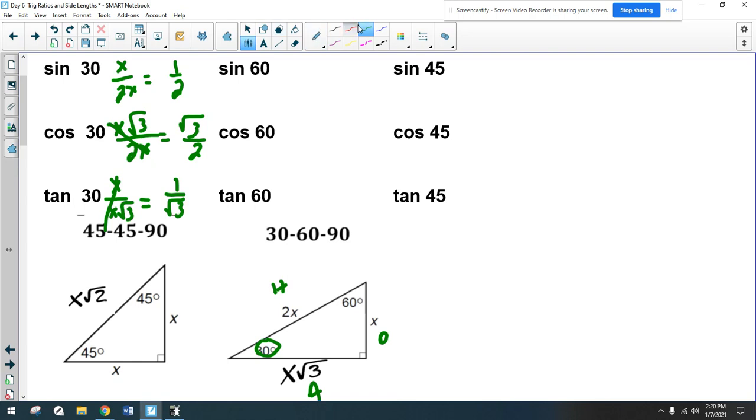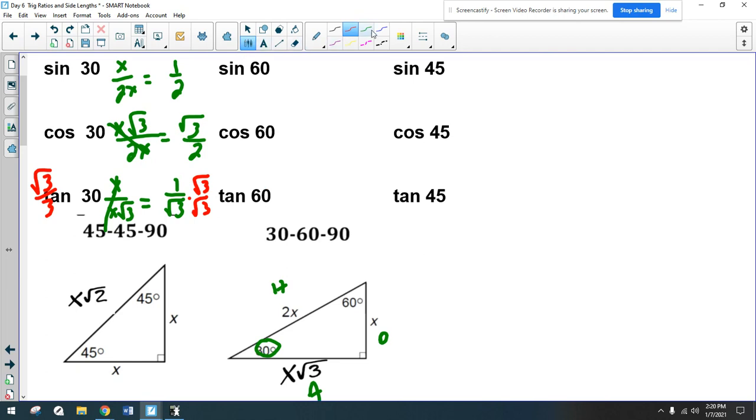Now, just like before, you're not allowed to have a square root at the bottom of a fraction. So you would have to rationalize, like we learned in the middle of last week. So then this would actually be the square root of 3 over 3 for this answer.